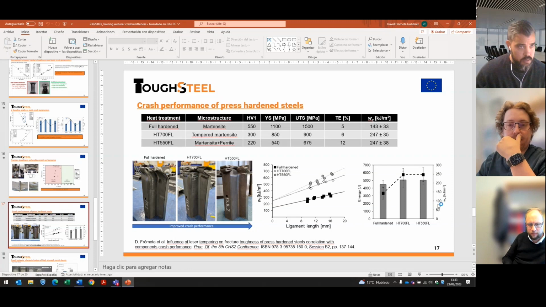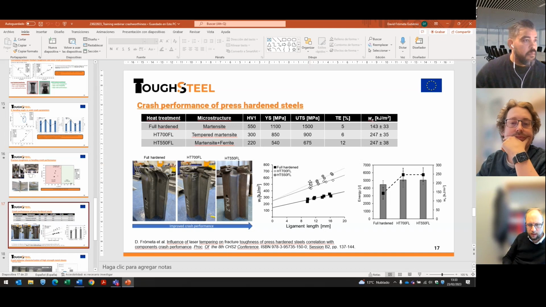I see no questions, but I have one. If you could maybe show the slide where you compare these laser tempered materials. Yeah. You want me to show it again? Yeah, maybe. Okay. Have that as a discussion point. There, yeah, the middle figure. You had the same EWF value for the tempered martensite and the martensite plus ferrite.